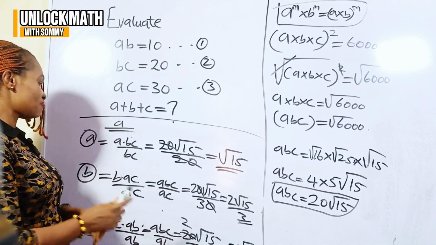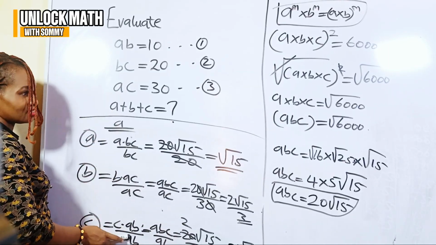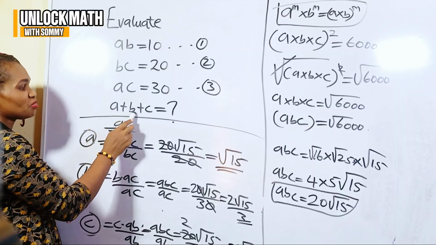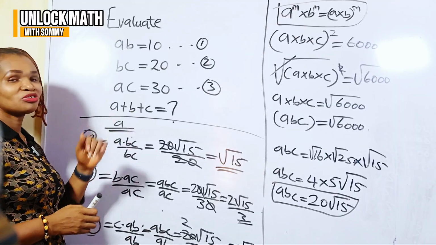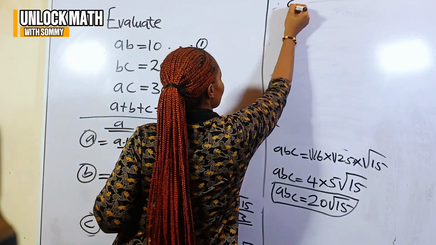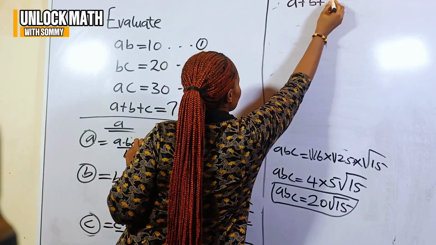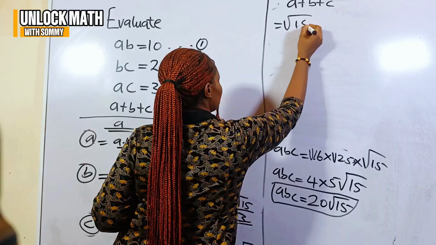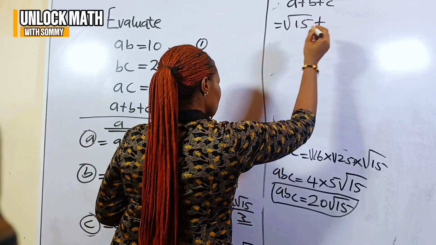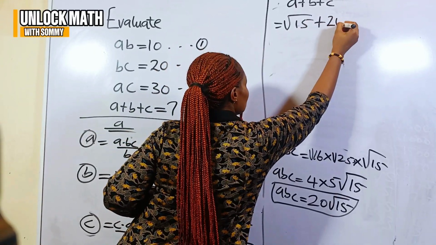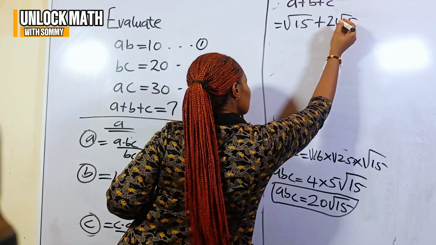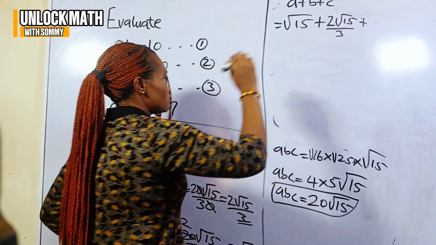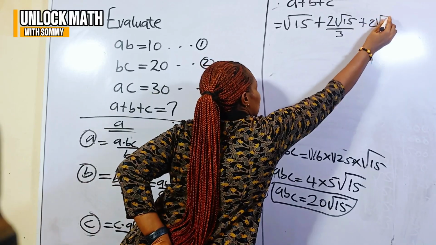Now, we've gotten the value of our A, B, and C. The next thing to do is to find A plus B plus C. That is the question we are asked. For us to get A plus B plus C, the value of our A is root 15. That's A, plus B is 2 root 15 divided by 3, plus our C is 2 root 15.